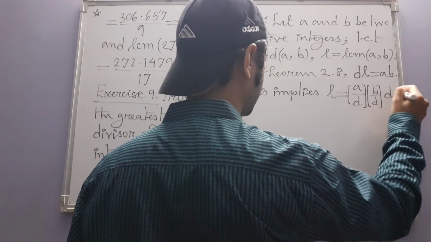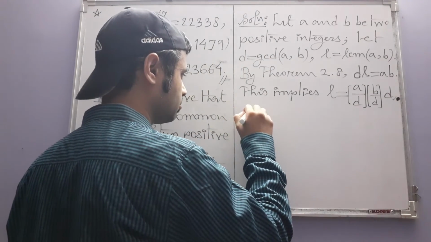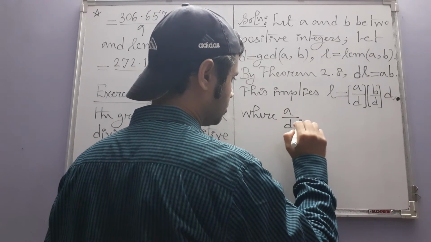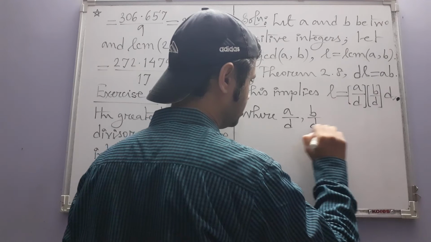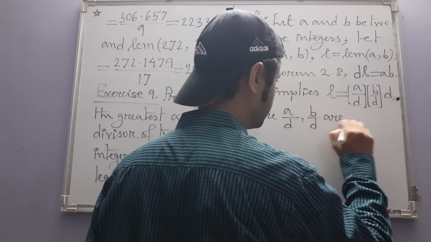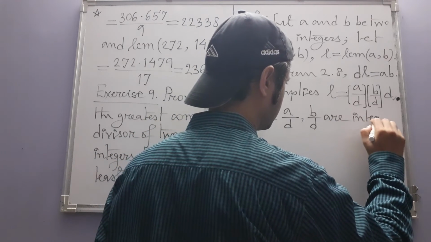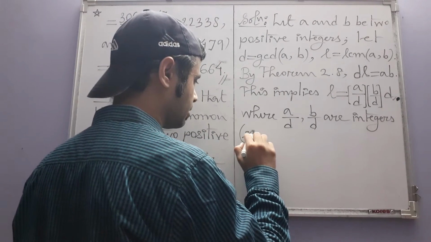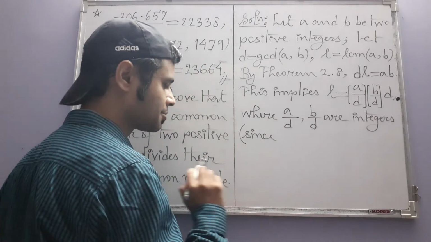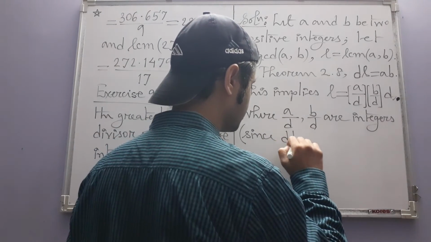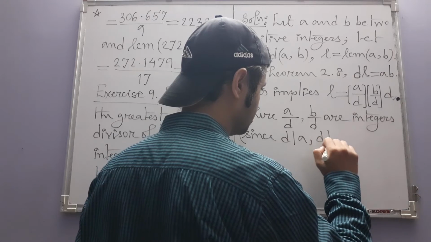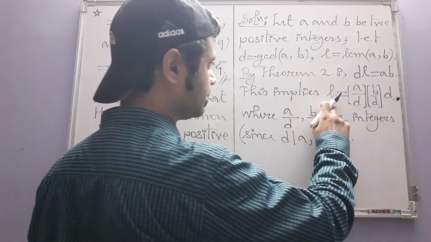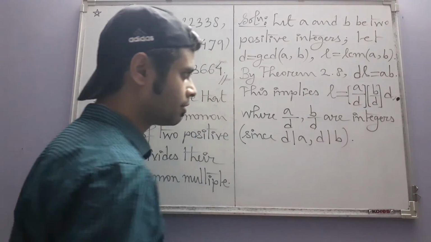So now we are going to mention that where A over D and B over D are integers, and within brackets we also write the reason, since D divides both of them. So you have shown that L is an integer multiple of D.